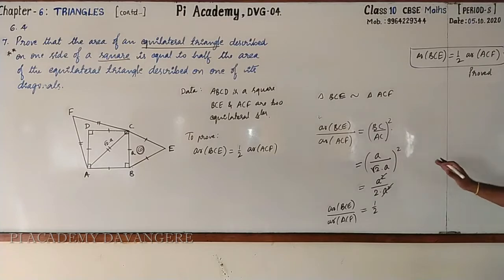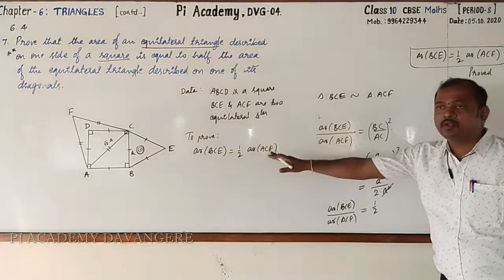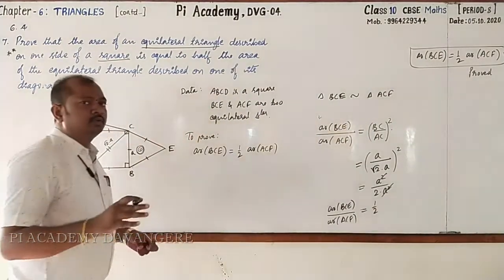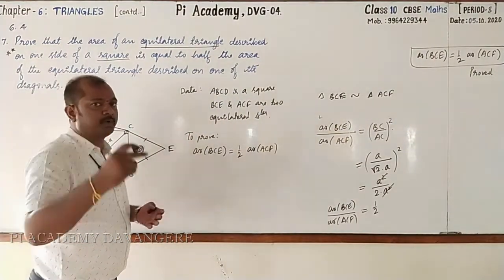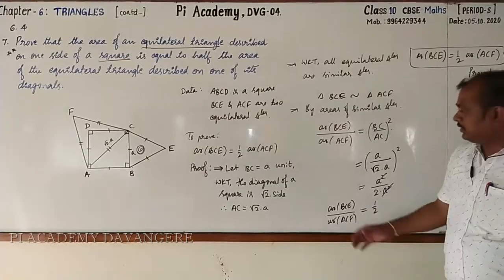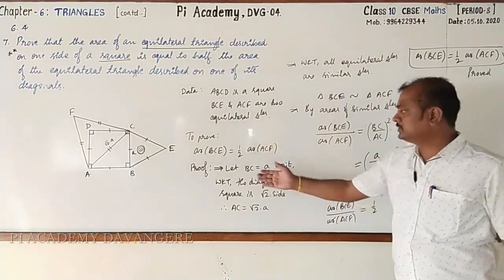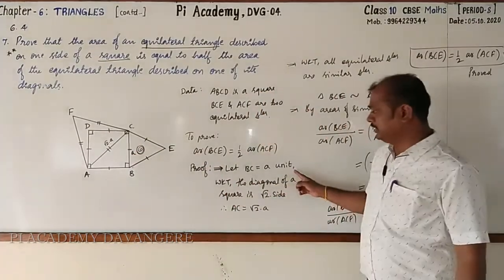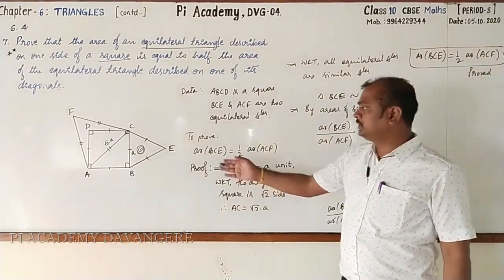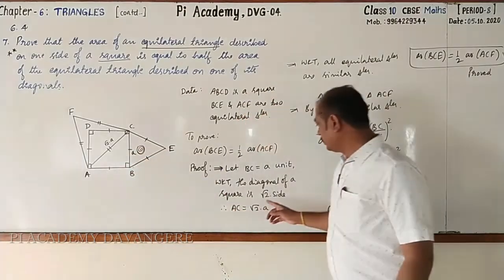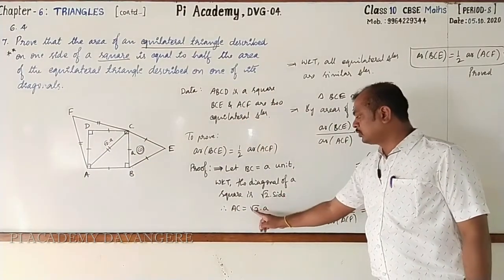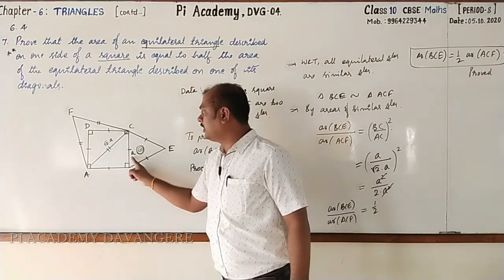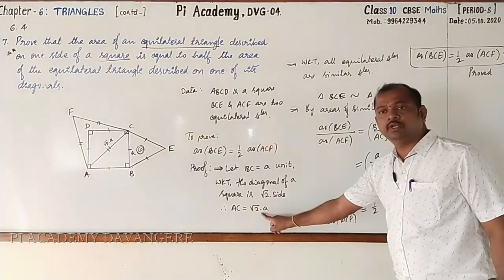Got it? Now I am going to write all the required steps correctly in the proof, and you should also try to write yourself by pausing the video. Just check what you have written. See, here we have assumed BC as A unit. Then we all know that the diagonal of a square is root 2 into side. So root 2 into side, where the side is either AB, BC, CD or DA. All are A only. Hence root 2 into A.